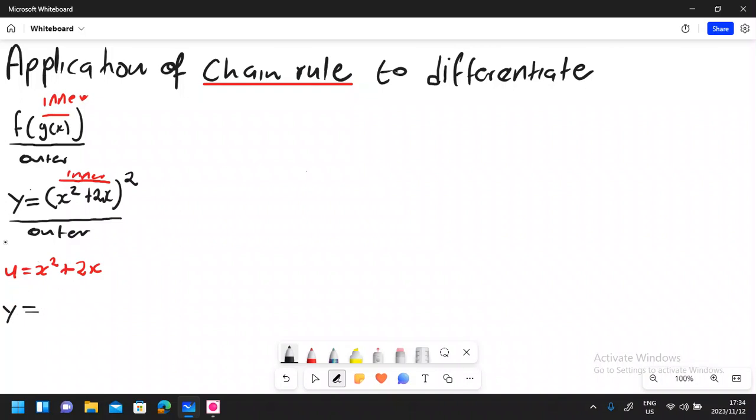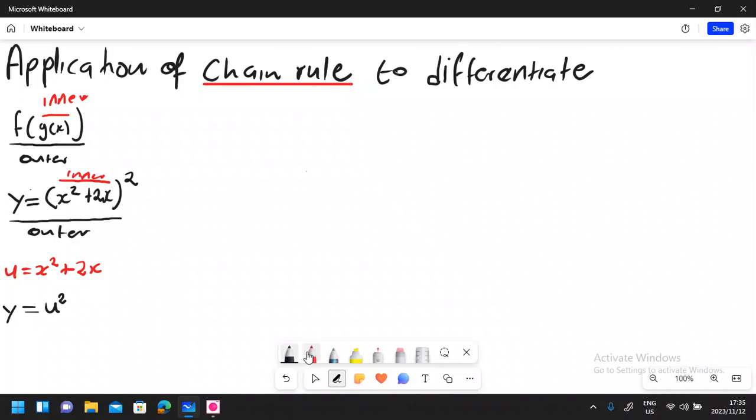But then in terms of u, remember, if x squared plus 2x is equal to u, then we can say y is equal to u to the power of 2. Remember, this x squared plus 2x has the exponent of 2, so if we say this is u, then we know we're going to have the power of 2 there. We just substitute the inner with u. So this is how it looks.